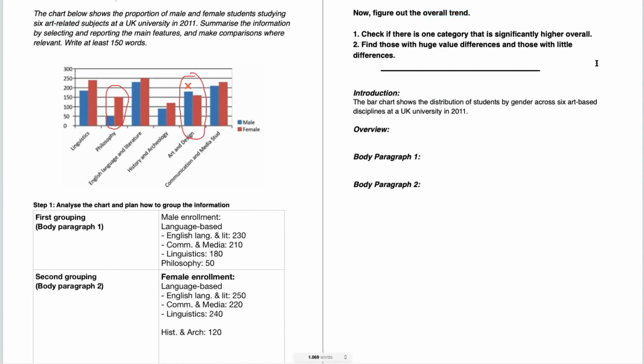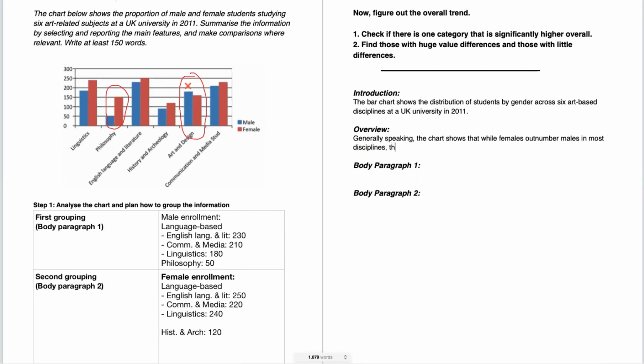So I'm going to start with a nice overview, a nice way to introduce everything. And I'm going to say, generally speaking, the chart shows that while females outnumber males in most disciplines, the gender gap for each subject was not significant, with the notable exception of philosophy. Okay, and remember, we were looking at this in the last step.